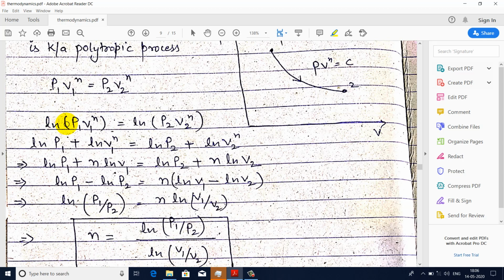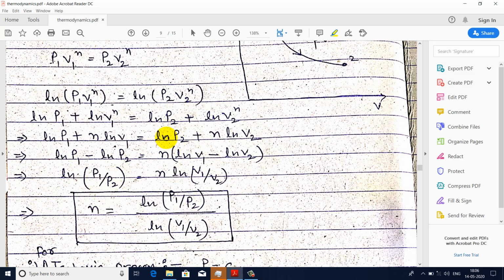Now we take log of these equations on both sides. Then we can write it as ln P1 plus ln V1 to the power n, because ln of x into y is equal to ln x plus ln y. On the RHS we can write like this. Then we know that ln x to the power y equals y ln x. So here ln V1 to the power n becomes n ln V1, and ln V2 to the power n becomes n ln V2.